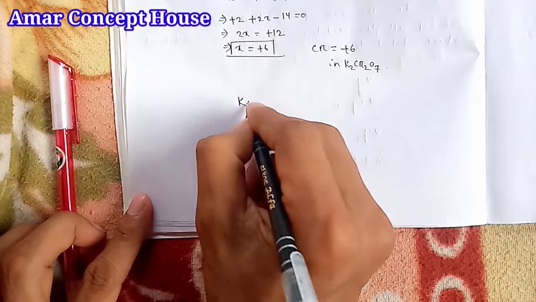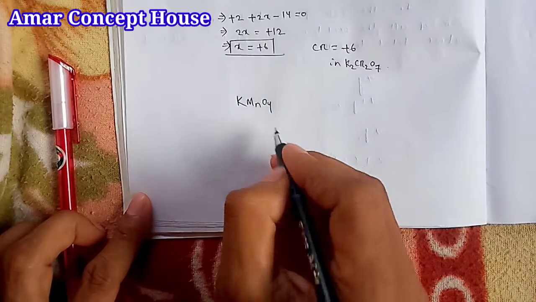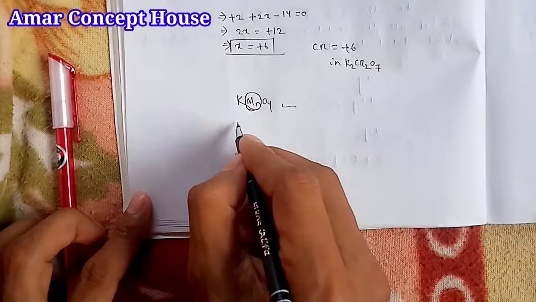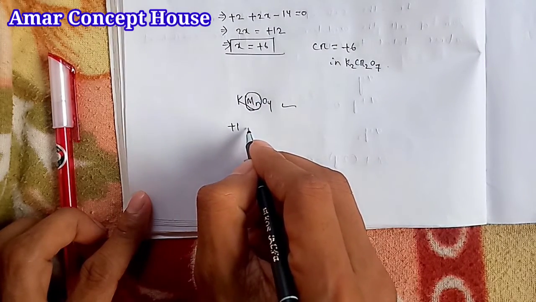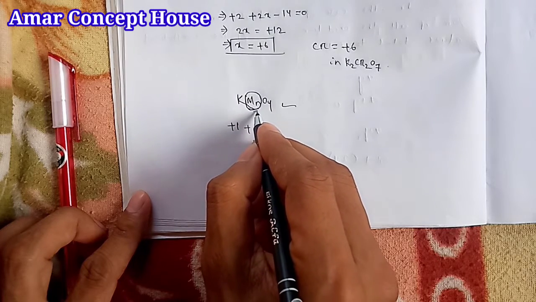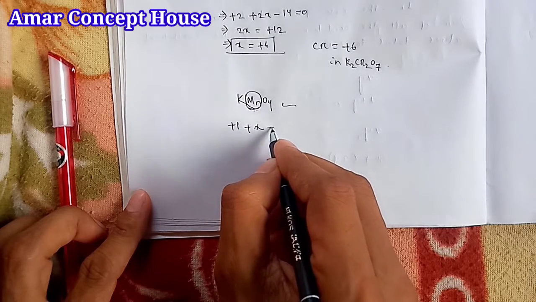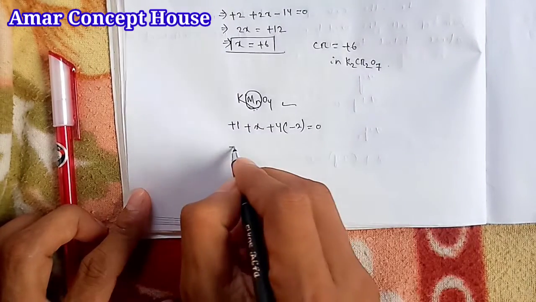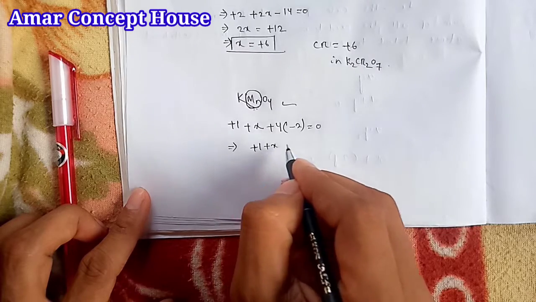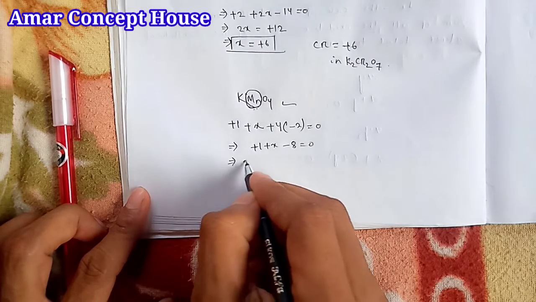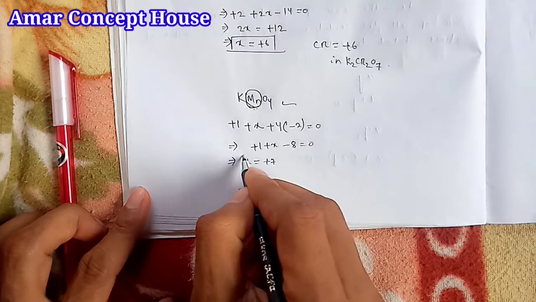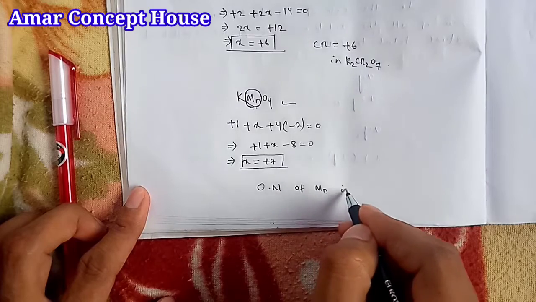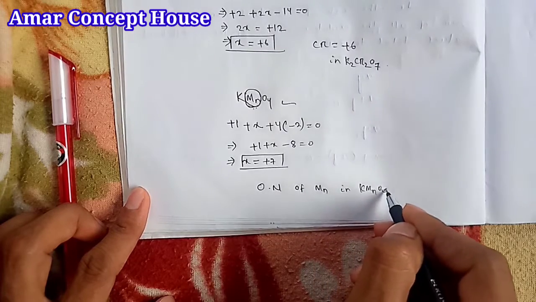Now another example, potassium permanganate, KMnO4. Find the oxidation number of manganese in potassium permanganate. We write +1, because the oxidation number of potassium is +1, plus x, because we find the oxidation number of manganese, and the oxidation number of oxygen is -2. So plus 1 plus x minus 8 equals 0, and x equals +7. So the oxidation number of manganese is +7 in potassium permanganate, KMnO4.